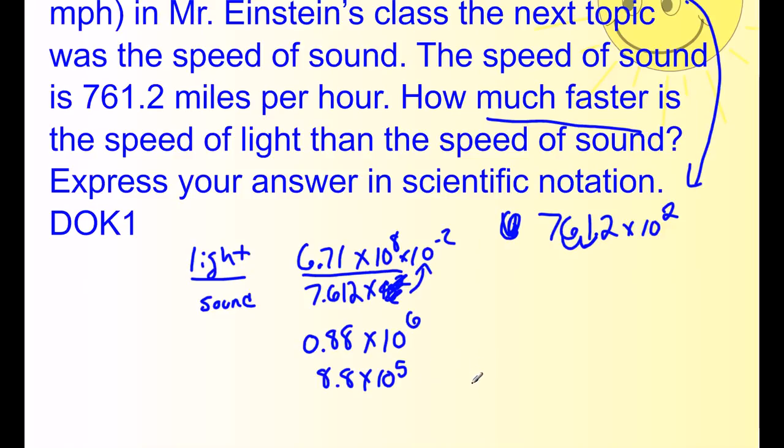Now, if that doesn't make much sense, this is the answer, but a little extra. In standard form, that gives us 8, 8, and then 0, 0, 0, 0, 0. It's about 880,000 times faster than the speed of sound. Just so you're aware.